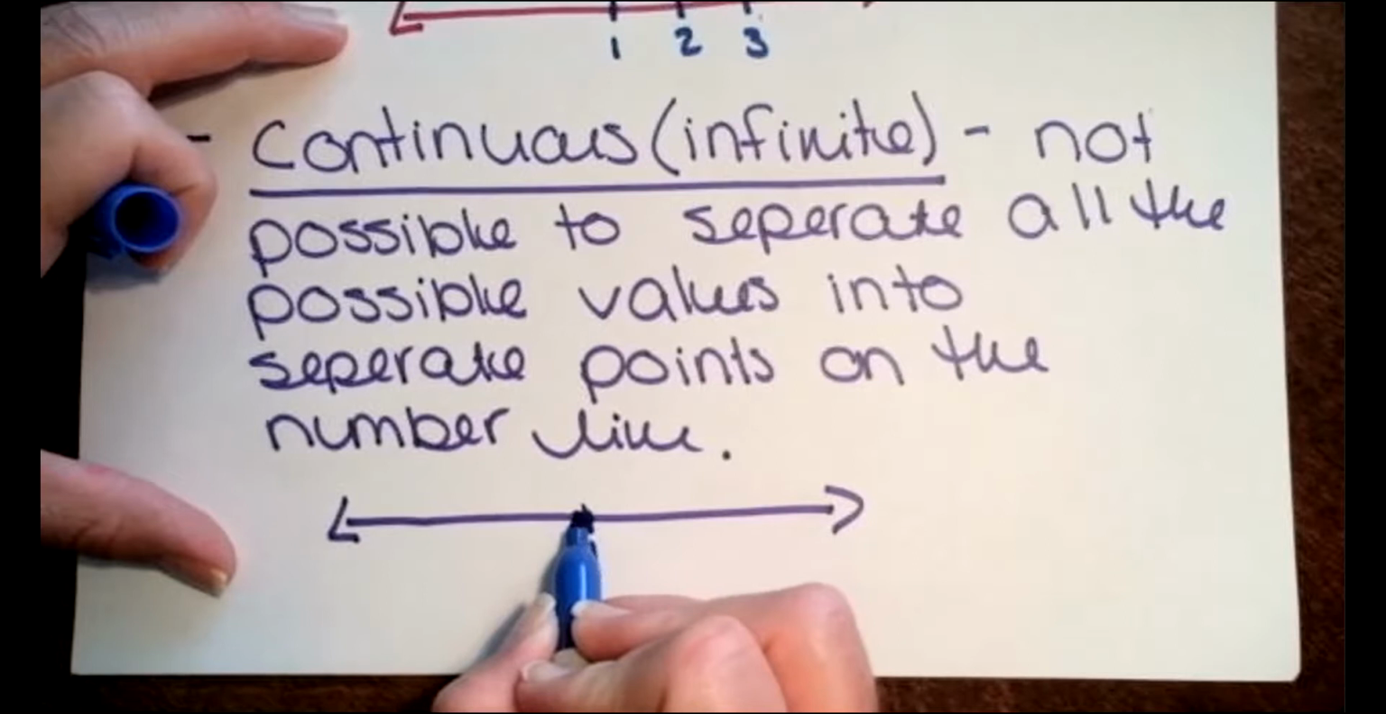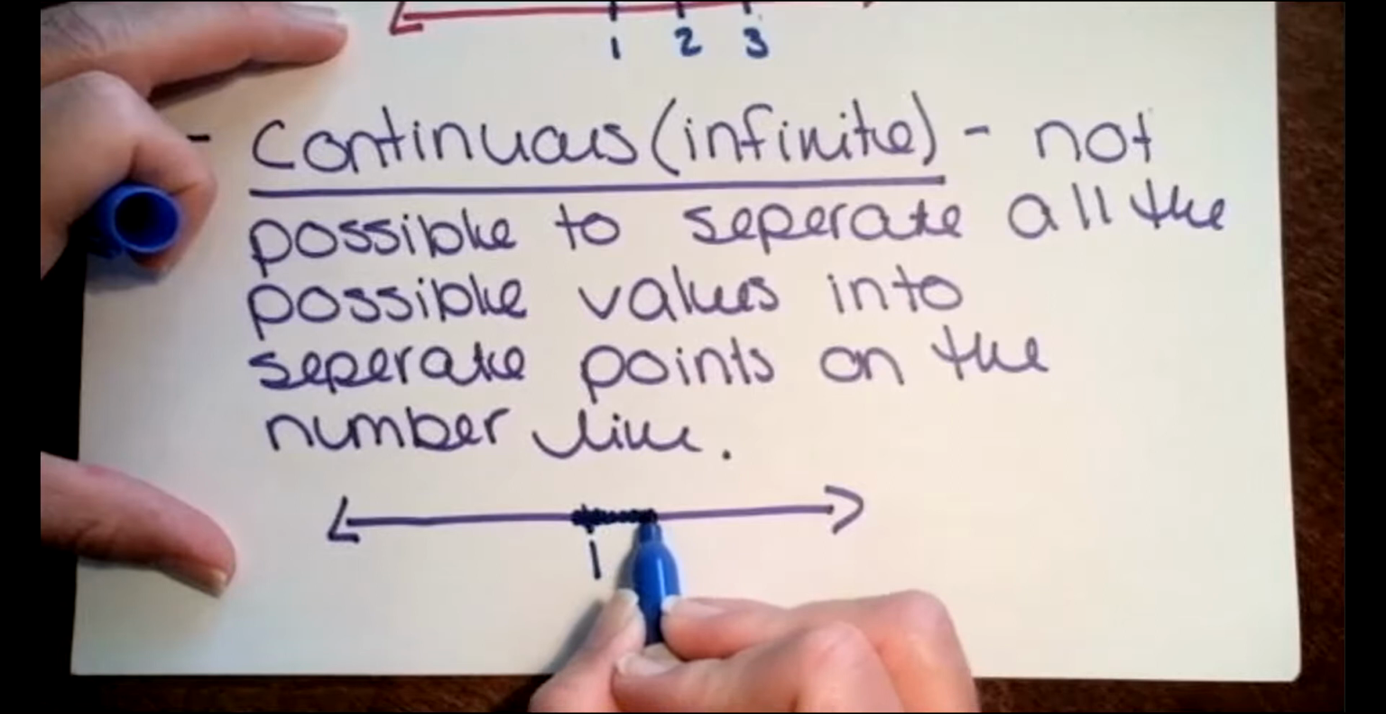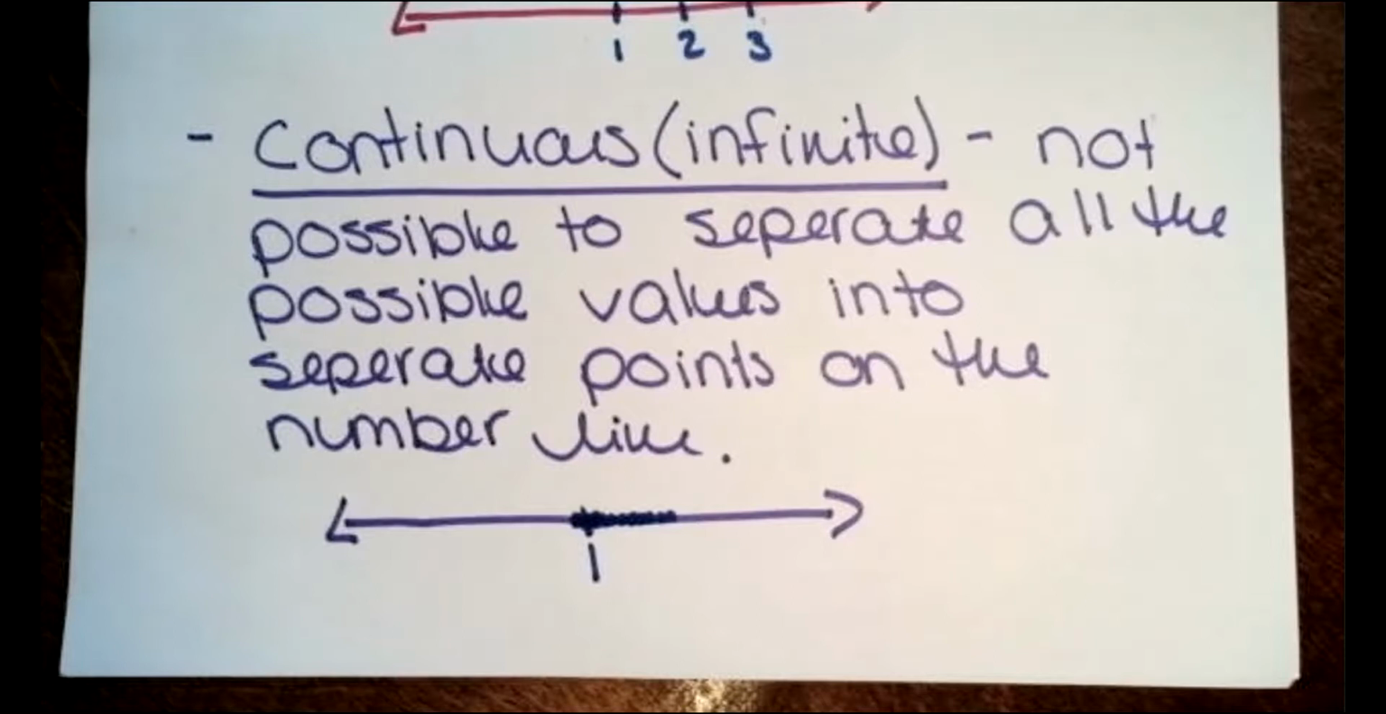Or to the right of it, right after, I might have 1.00001, right? And what happens is all these points are just connecting. And that's my continuous data. So they're not separated out. All the points just touch one another, okay? That's continuous. This is usually like a measurement.